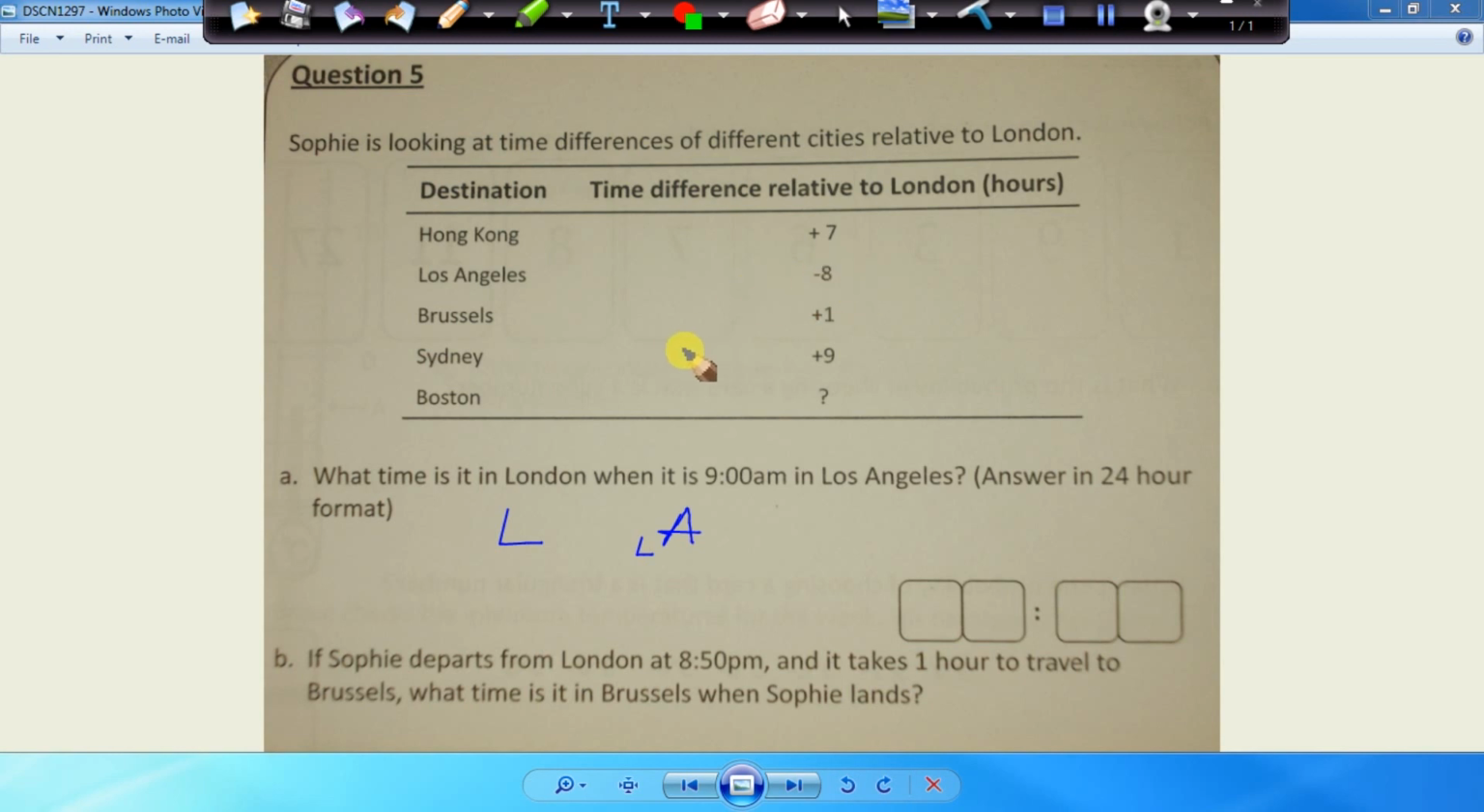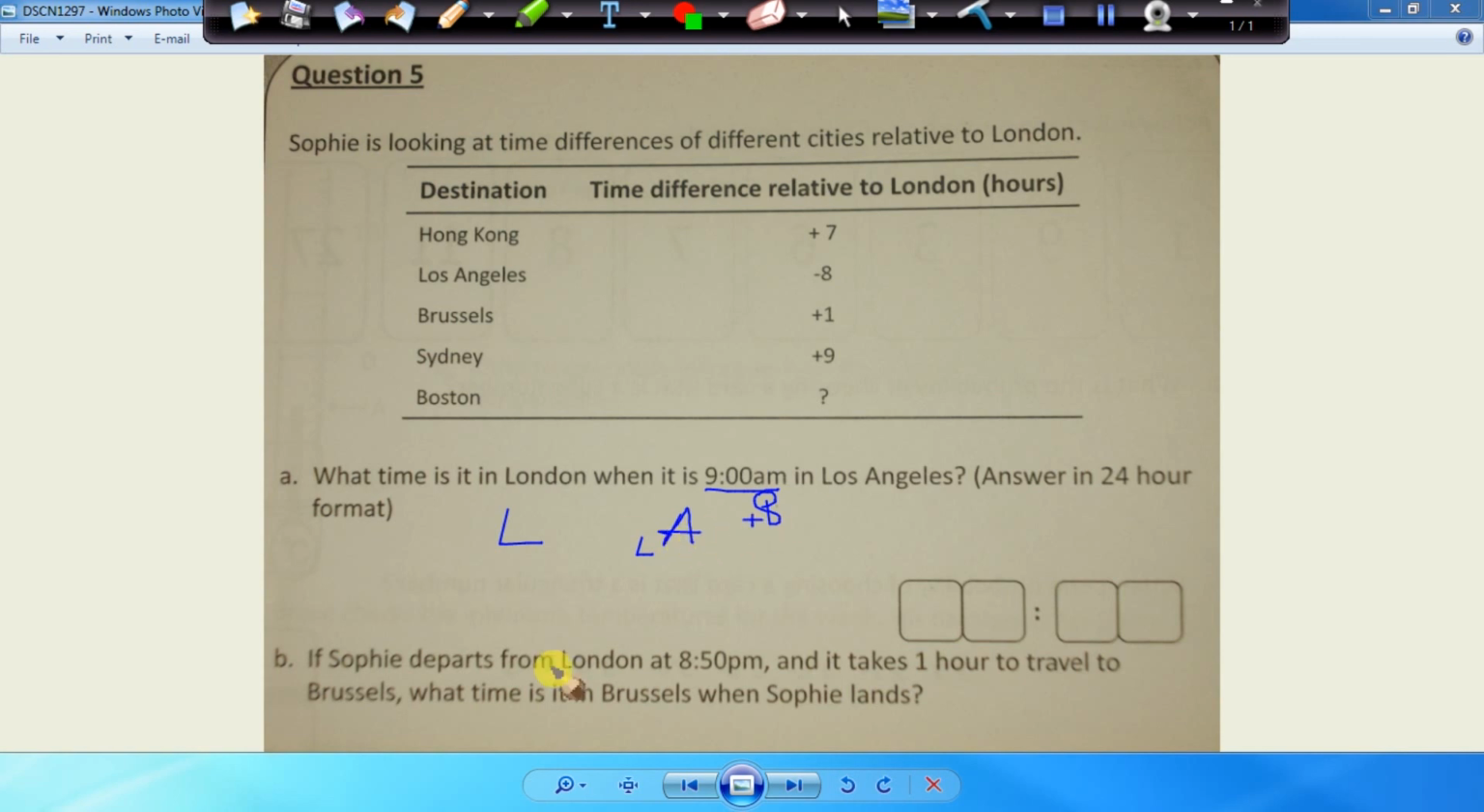Okay. So if Los Angeles is 8 hours behind London, that means London is 8 hours in front. So 9 o'clock in the morning, we've got to add 8 hours onto that. So for question 5A, we're going to do 9 o'clock in the morning plus 8. Is it plus 8, yeah?